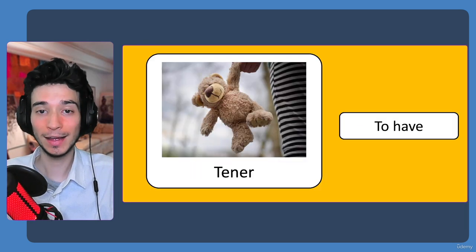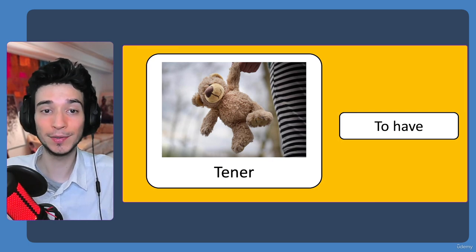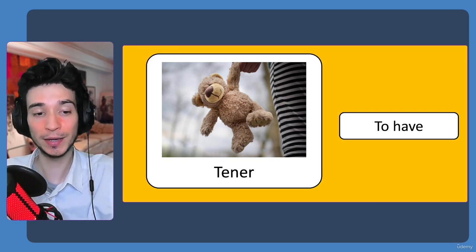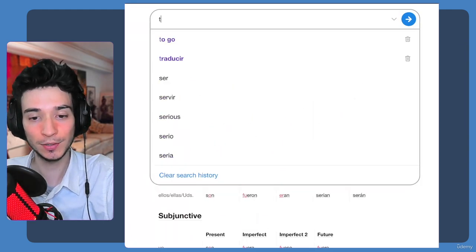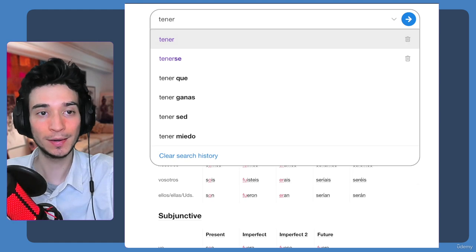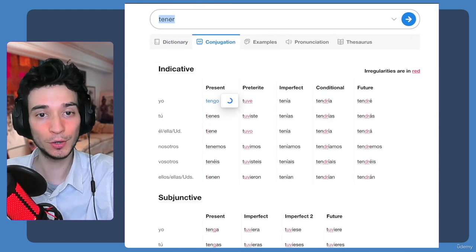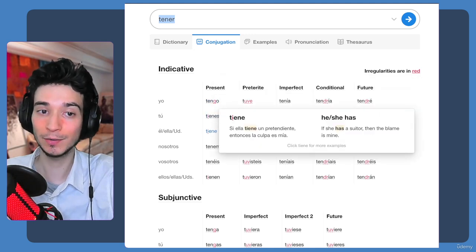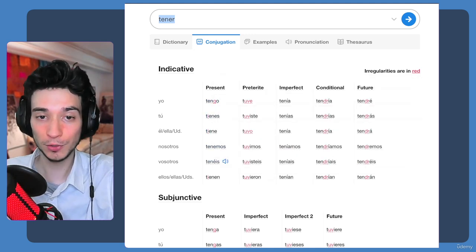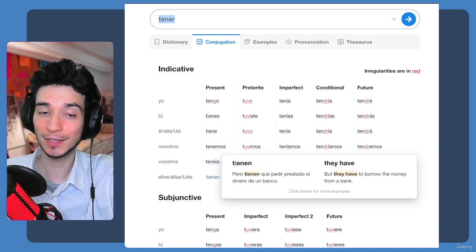Okay, and let's try another one. We also have this verb, to have. In Spanish, when you say to have, you use tener. Let's check it out right here. If we use the conjugator, we can just check it out. Tener, we click here, and here we have the conjugations. Yo tengo, tú tienes, él, ella, usted tiene, nosotros tenemos, vosotros tenéis, ellos, ellas, ustedes tienen.